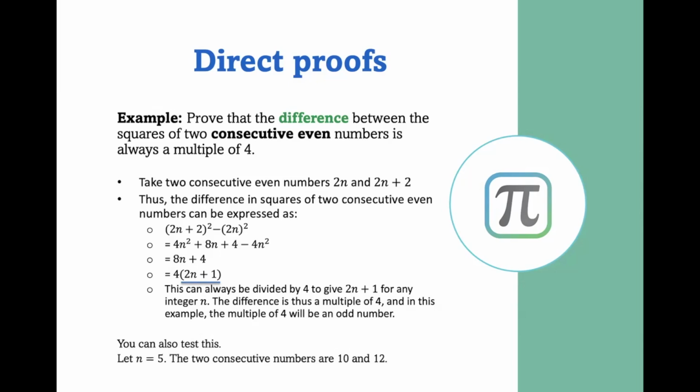If we take n to be the integer 5, then the two consecutive numbers that we are considering are 10 and 12. So we substitute these in. 12 squared is 144, less 10 squared, which is 100. This gives a difference of 44, which divides by 4 to give the odd number 11. So we have used numbers to check that our proof is correct.